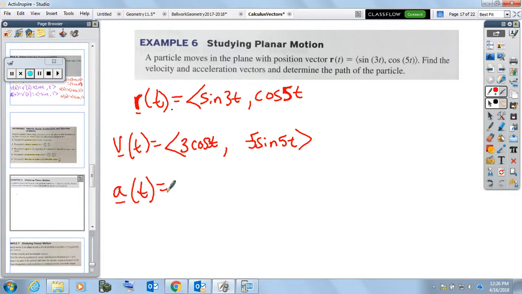Now we want acceleration as well. Again, acceleration is the derivative of our velocity. So the derivative of cosine of 3t is going to be negative sine of 3t, but multiplied by the 3 on the outside, so we have negative 9 sine of 3t. And then for the sine, the derivative is cosine, and the derivative of the inside function is 5. So 5 times the negative 5 becomes negative 25 cosine of 5t.